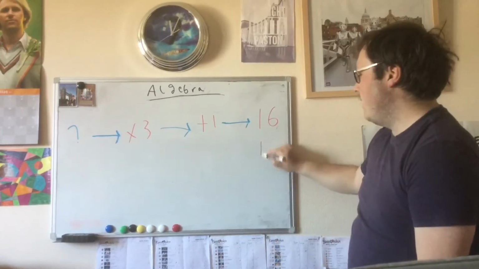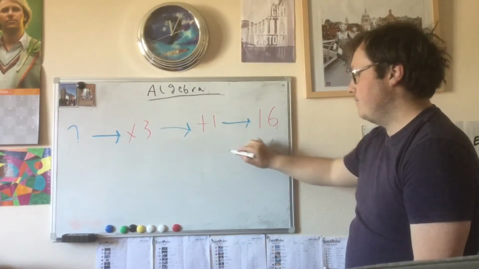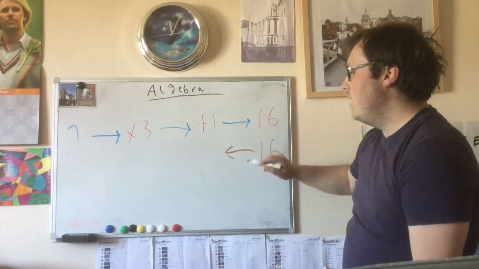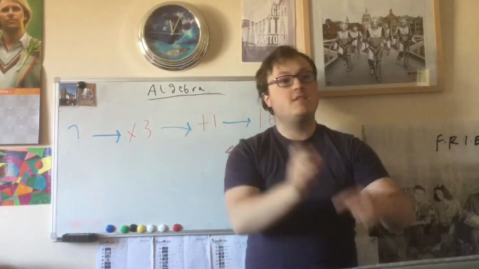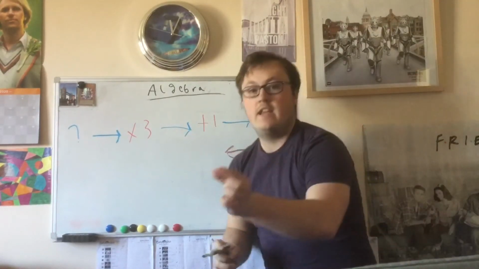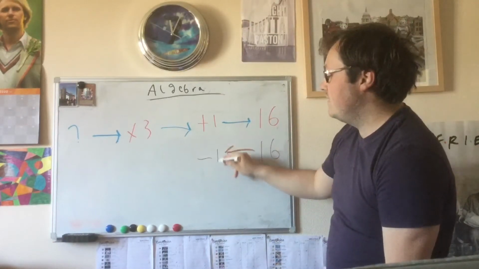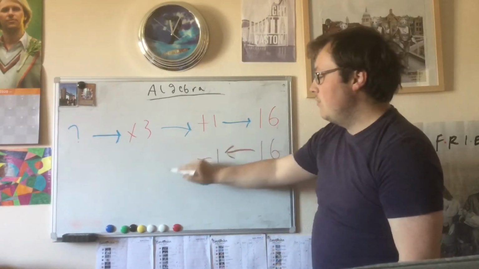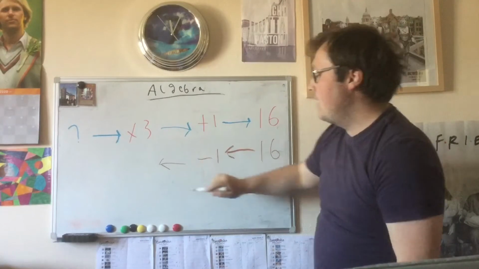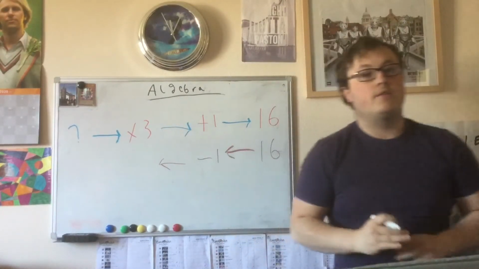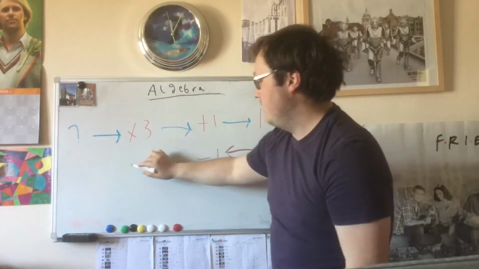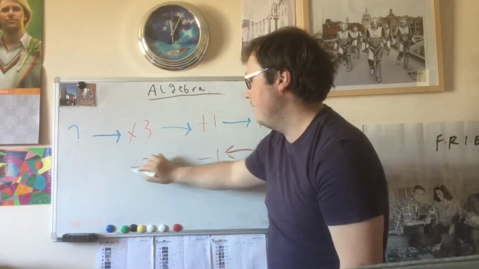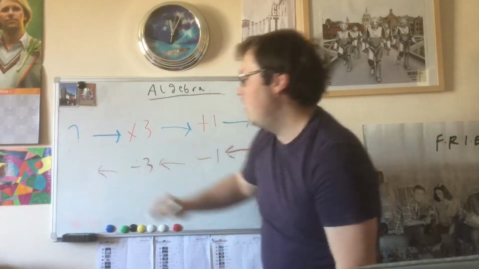So we're starting with 16. We now turn the arrow the other way. Instead of adding 1, what's the opposite? Well, if we're not adding, we are subtracting 1. We turn that arrow the other way. And instead of timesing by 3, we're dividing by 3. And that will get us our unknown number.